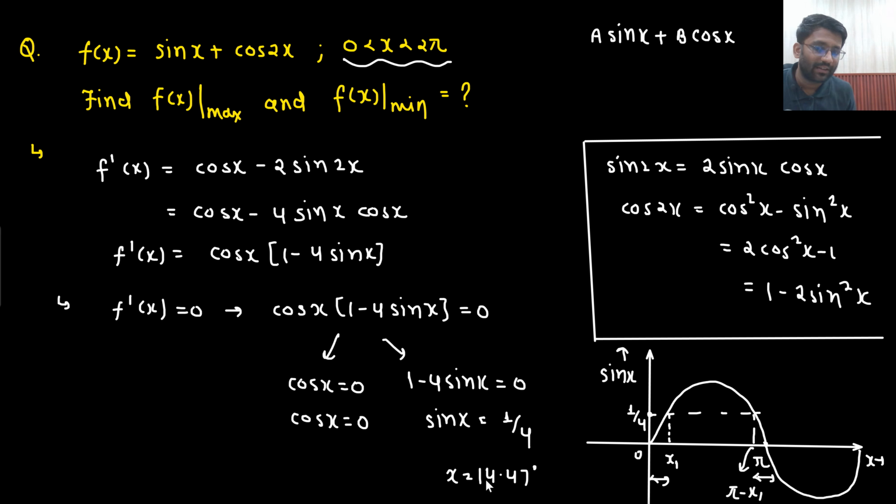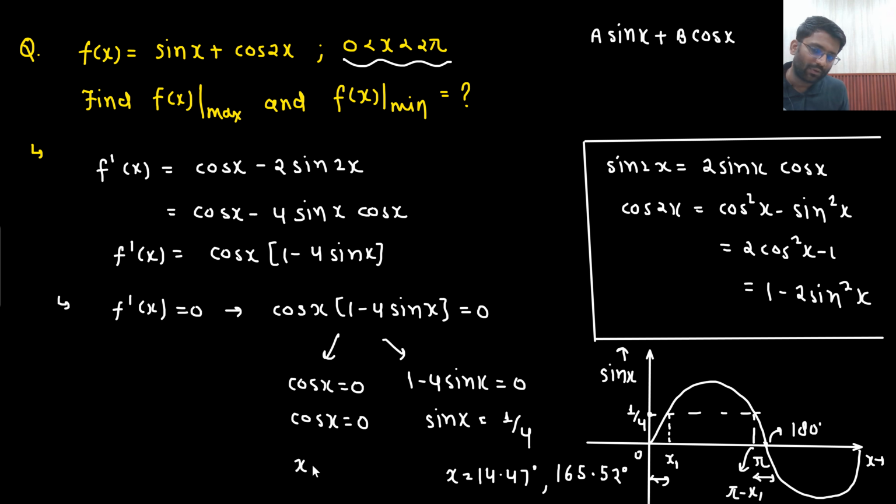So one angle is 14.47 degree, and the other angle will be, what is pi? Pi is nothing but 180 degree. So 180 degree minus 14.47. So the other angle will be 165.52 degree. So two angles you will be getting.